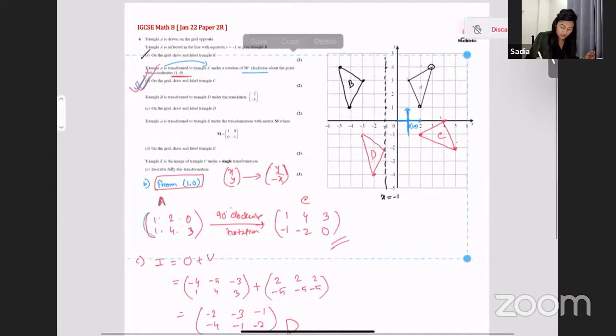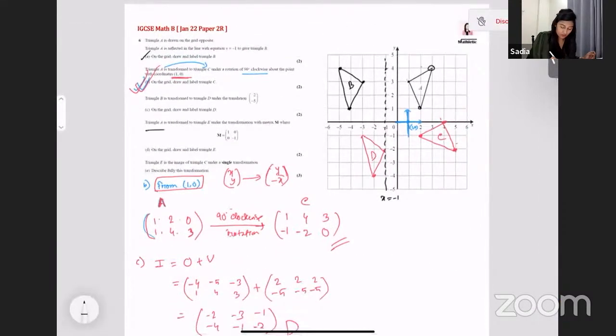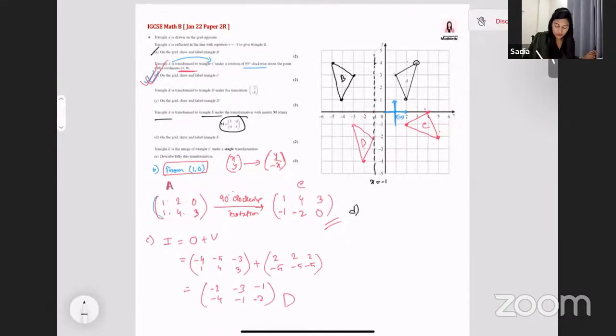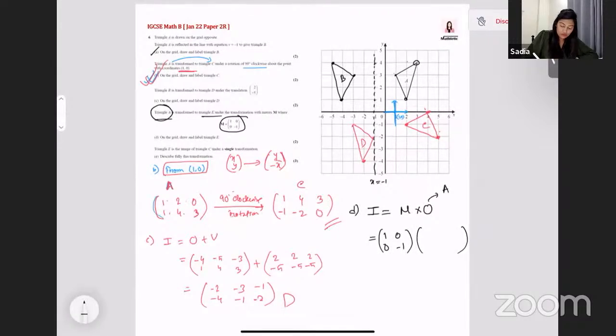next, triangle A is transformed to triangle E under the matrix transformation. So whenever you have this matrix, you can use the general formula, which is just matrix times object, right? Whenever you have the matrix, you just multiply that with the object to get the final result. So the matrix is 1, 0, 0, minus 1, and the object is the triangle A. The coordinates of triangle A, you can pick from this diagram. So it's 2, 1; 1, 3; 3, 4.